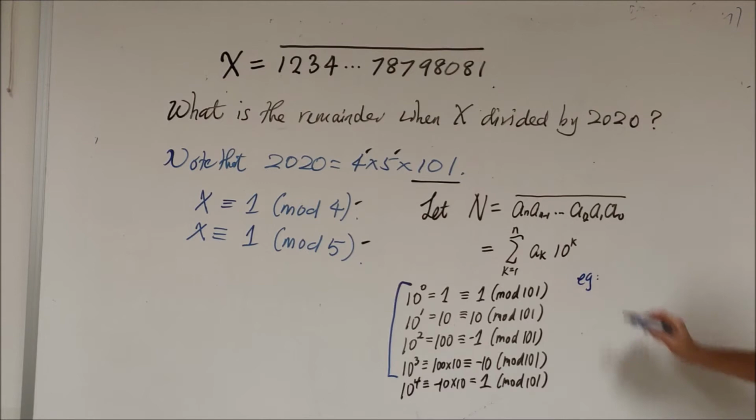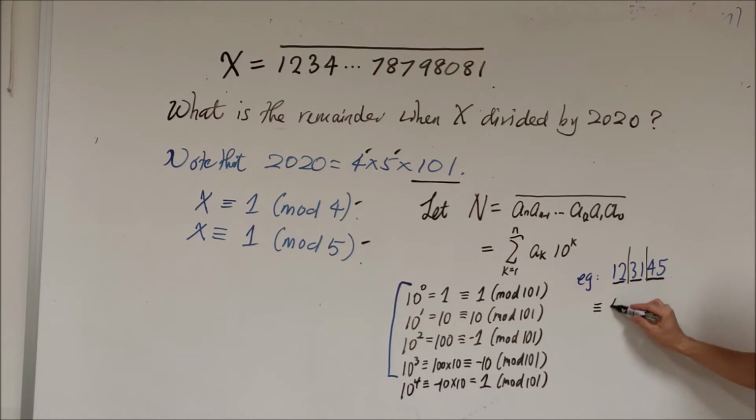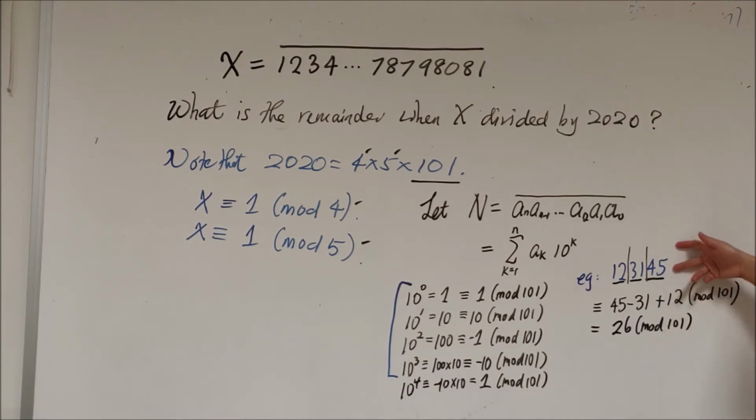Let's take an example: 1, 2, 3, 1, 4, 5. What we can do is take the alternating sum. This will be congruent to 45 minus 31 plus 12 mod 101, and this will equal 26 mod 101. So this number will give you a remainder of 26 when it is divided by 101.